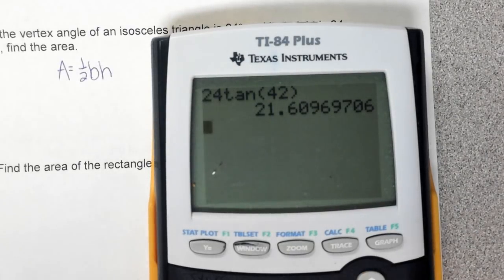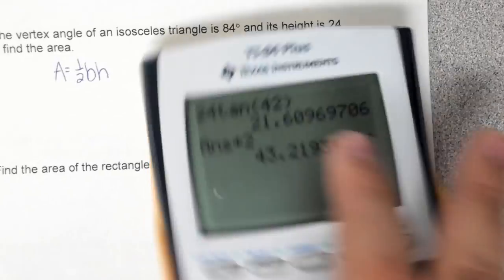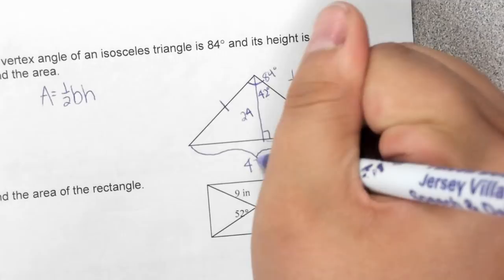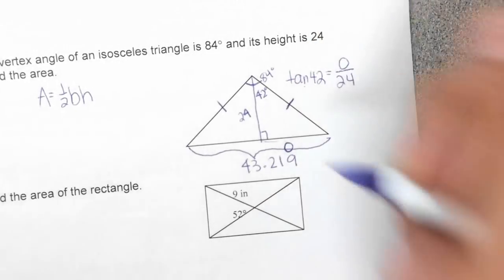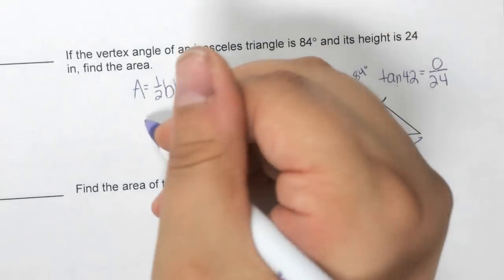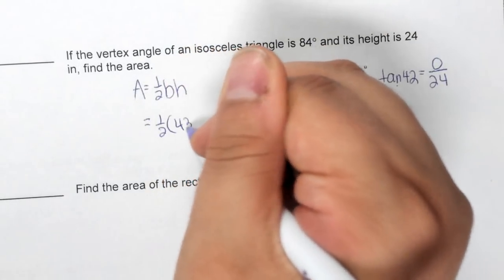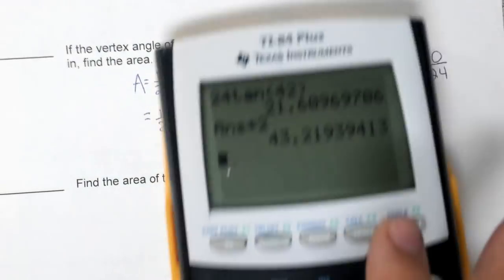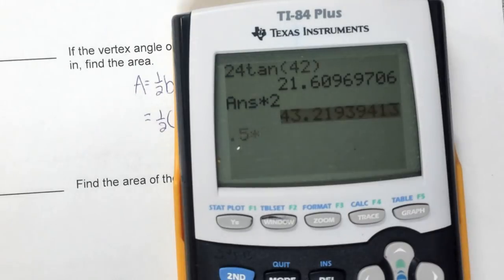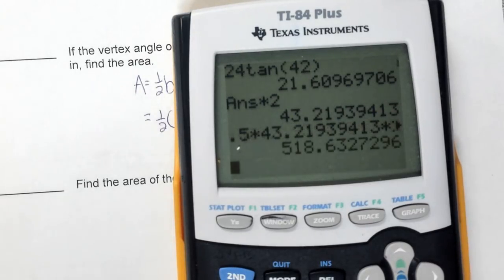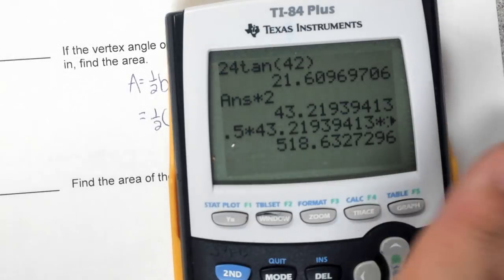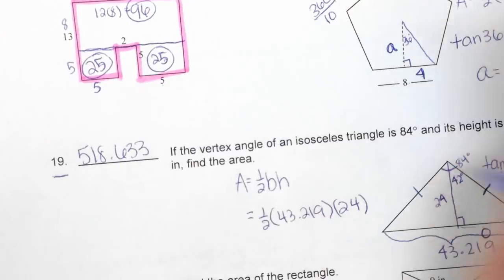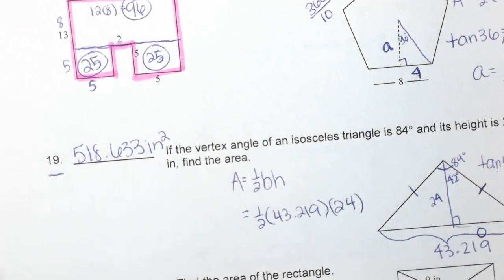Then you gotta multiply by 2. Why? Because that was only half of it. So the whole thing is going to be 43.219. My height is 24, and I can just type this in the calculator. 0.5 times that times 24 gives me 518.633 inches squared.